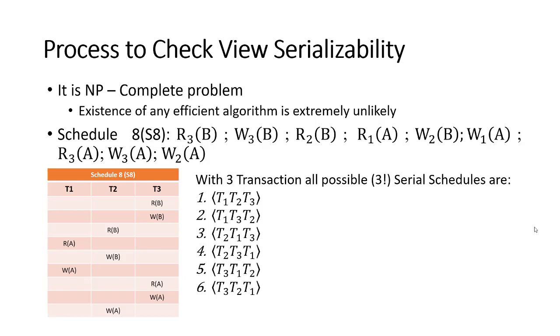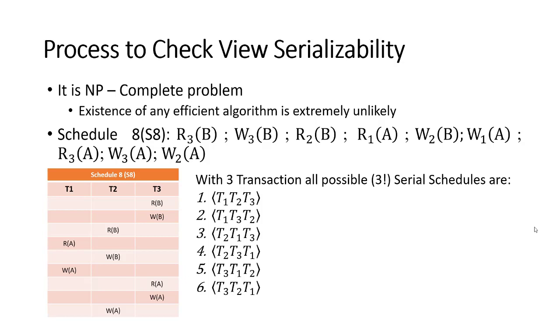Let us check if there is any algorithm available for checking whether a non-serial schedule is a view serializable schedule or not. This is an NP-complete problem, so there is very little chance that an efficient algorithm is available to solve this kind of problem. So what is the way to check whether a schedule is view serializable or not?